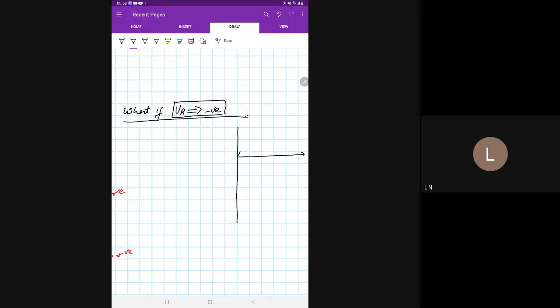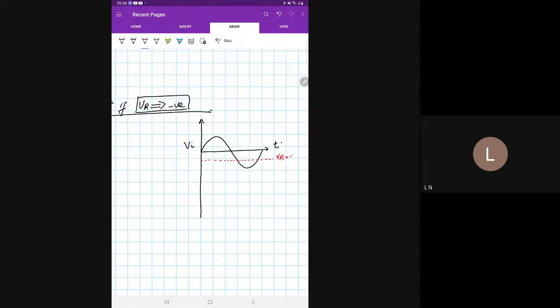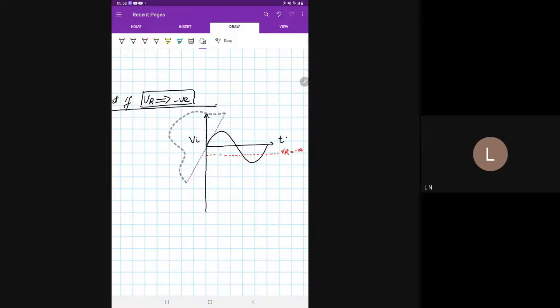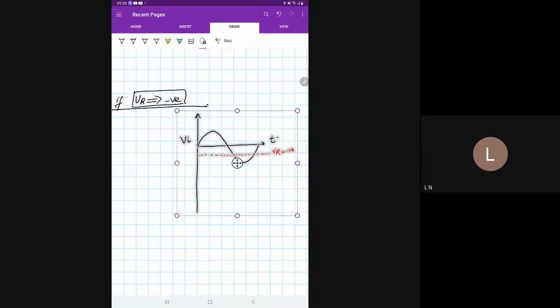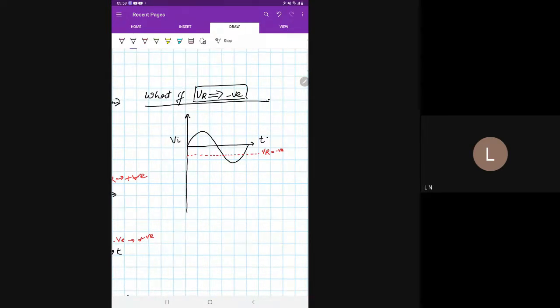So suppose this is my input voltage or input signal, V input, and this is time axis. In this case, now my reference voltage is negative. So this is my V of R, and V of R is negative. All right, let me drag it somewhere here. So if VR is negative, then the output will be something like this, because it is a bottom clipper.